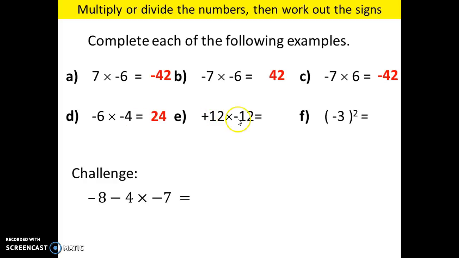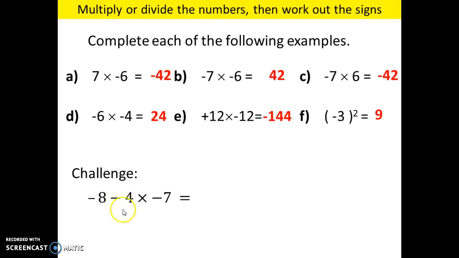Now I have positive 12 times negative 12, so 12 12s is 144, positive times a negative is a negative. Now, with part F, it's a very common place where people make mistakes, so be careful. Minus 3 all squared, so it's talking about minus 3 times minus 3. Minus times a minus is a positive, so it's positive 9.